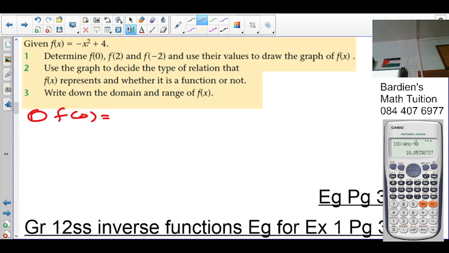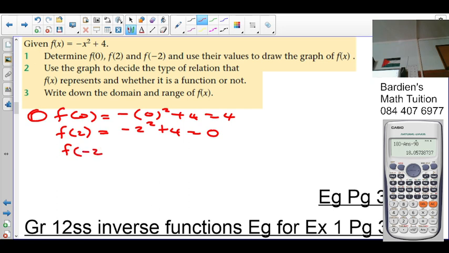So f of 0, we insert here x to the 0, so negative 0 squared plus 4, which is 4. F of 2, of course, is going to be negative 2 squared plus 4, which is again 0. F of minus 2 is going to be negative 2 squared plus 4, which is again 0. Okay. And use the values to draw the graph of f of x.